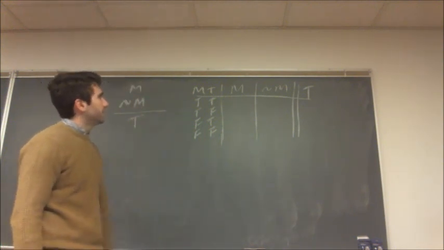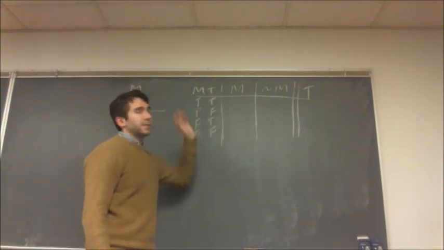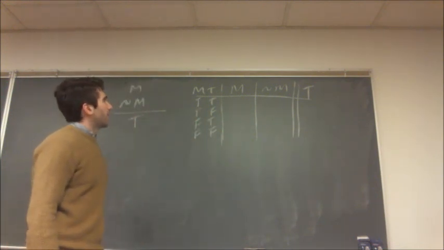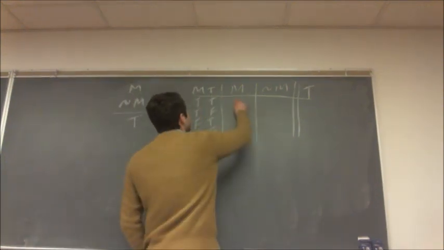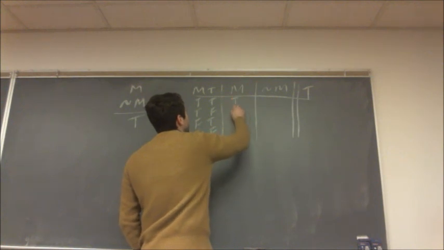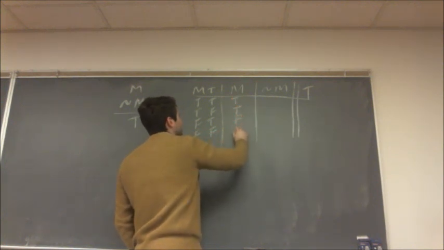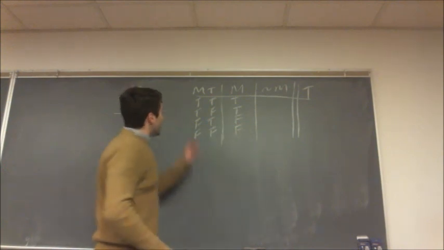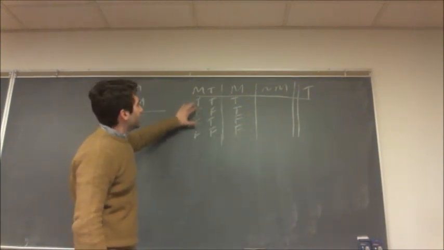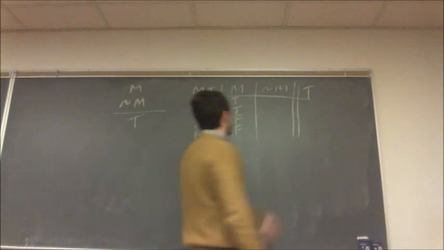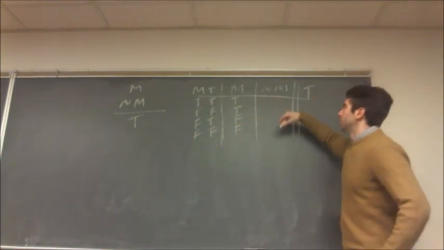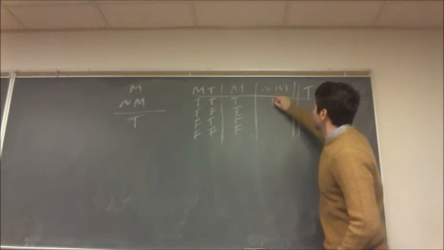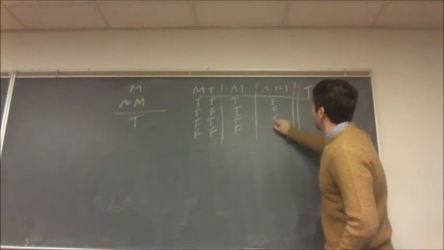So here's our truth table. It's going to have 4 rows because there are just 2 sentence letters, M and T. Let's go through and fill this out. It's going to be really easy. So true, true, false, false, and we're just drawing from this information. Now we have not M, so we're just going to flip M. So it's going to be false, false, true, true.